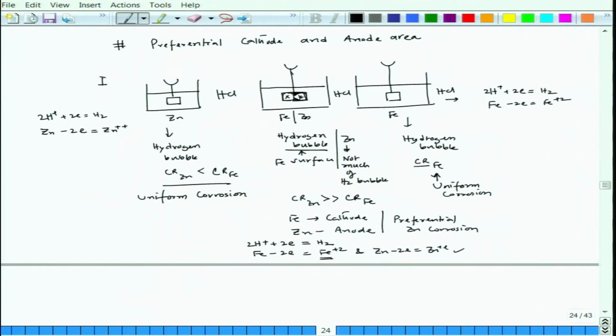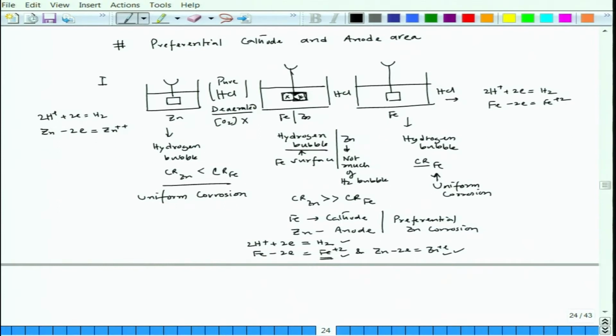Now, interestingly, the cathodic reaction, if it is pure HCl and that too deaerated, so that means there is no dissolved oxygen, the cathodic reaction would always be this one. And in this case more of the anodic reaction would be this, less of the anodic reaction would be this.